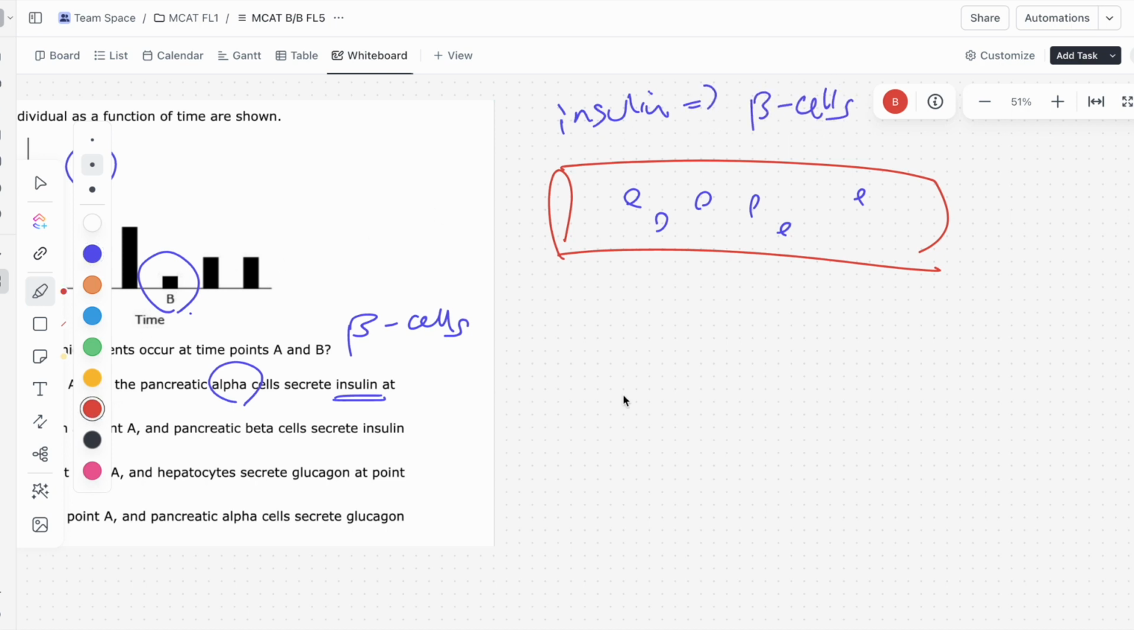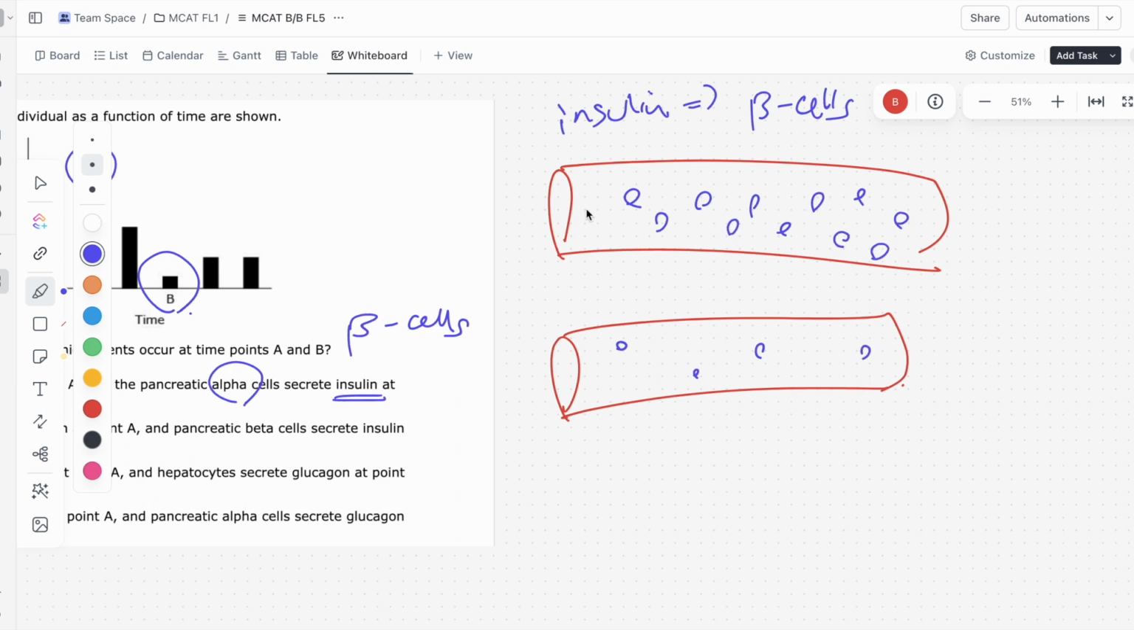Let's think of a different scenario here, in which your blood doesn't have a lot of sugar. Let's say you haven't eaten in a while, and your blood sugar is very low, and there are other cells in other parts of the body that need this sugar. Well, how do we release sugar into the blood? We use something called glucagon.